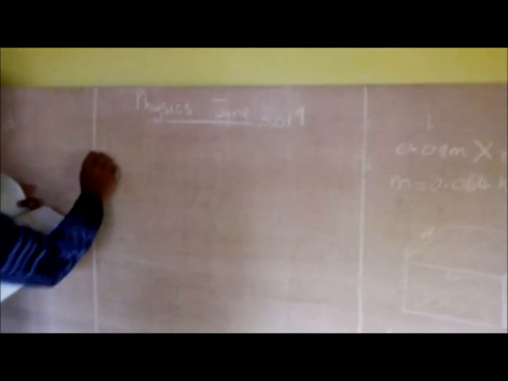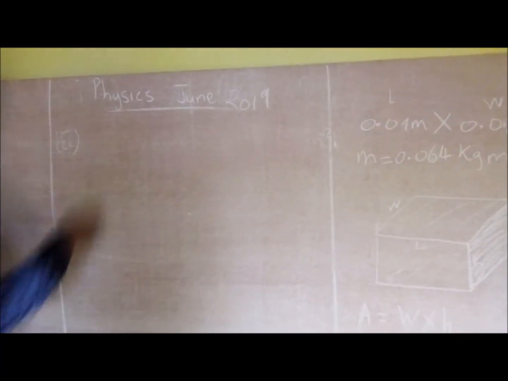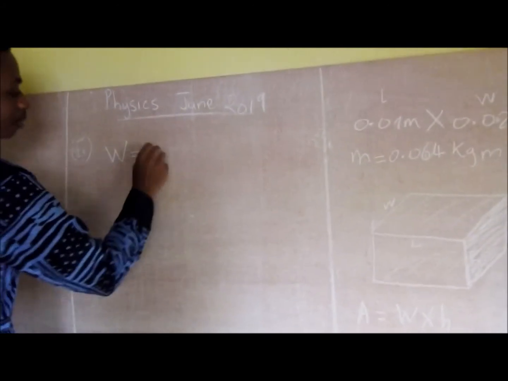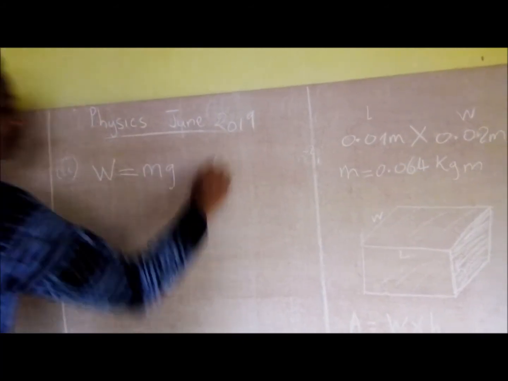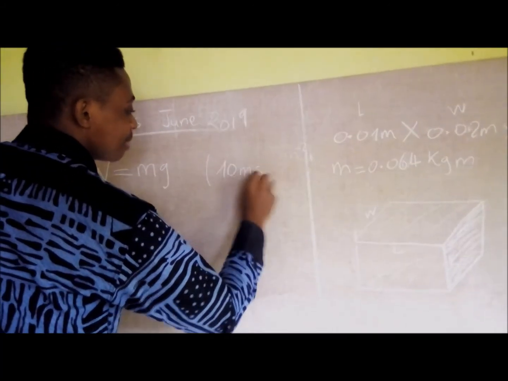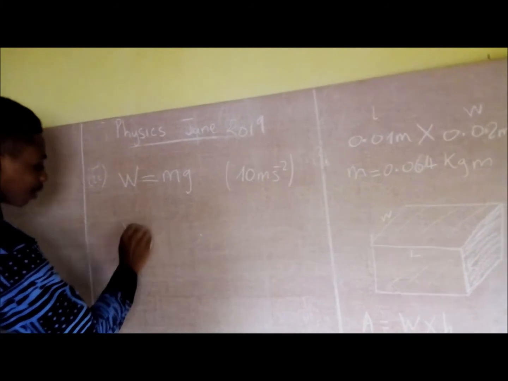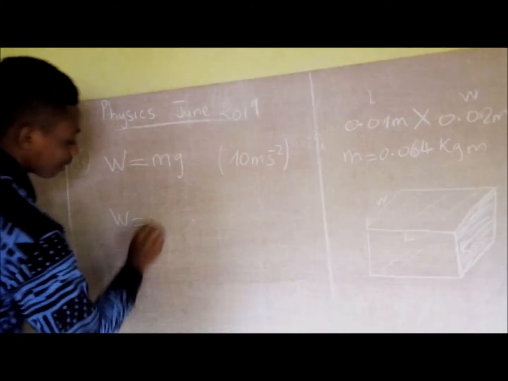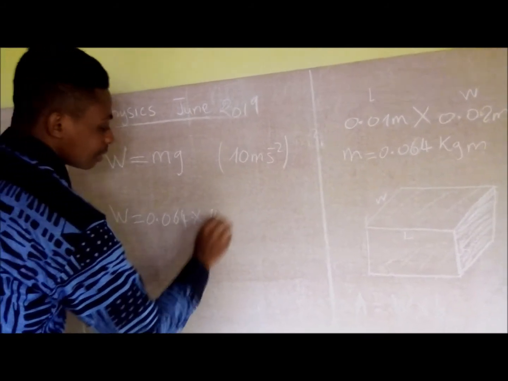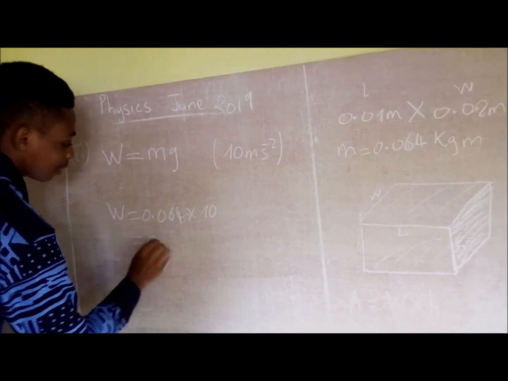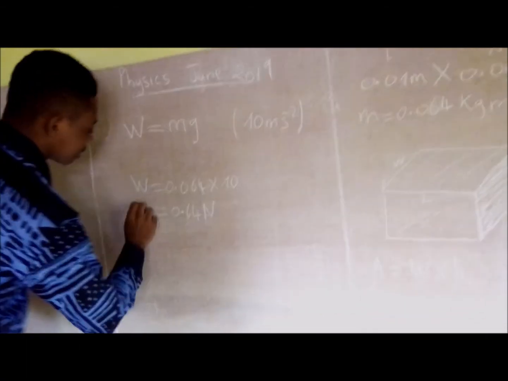Okay, Roman 2 says, calculate the weight of the block. Okay, the weight of the block is just equal to the mass of the block times gravity, and gravity at the ordinary level is taken as 10 meters per second squared. So the weight of the block is equal to the mass of the block, 0.064, times gravity, 10. That will be 0.64 newtons. Weight is measured in newtons.